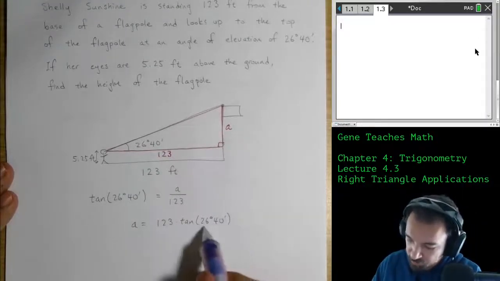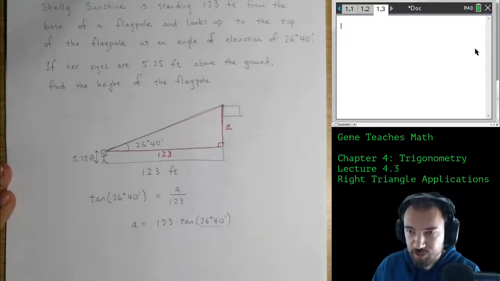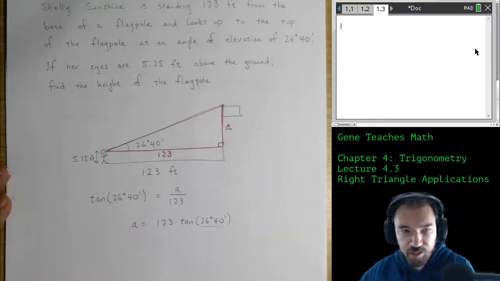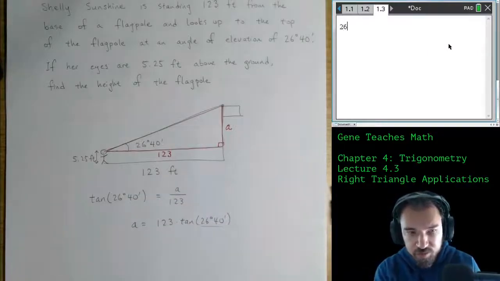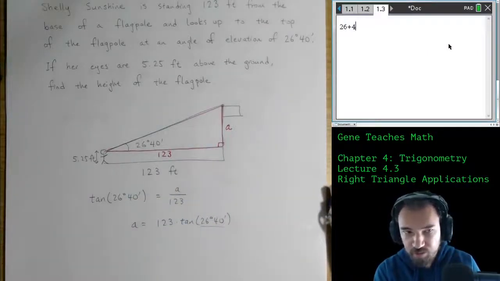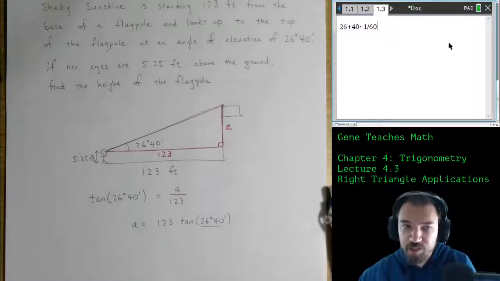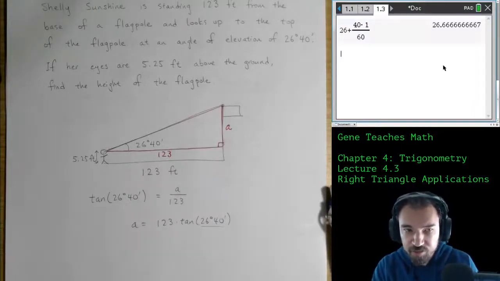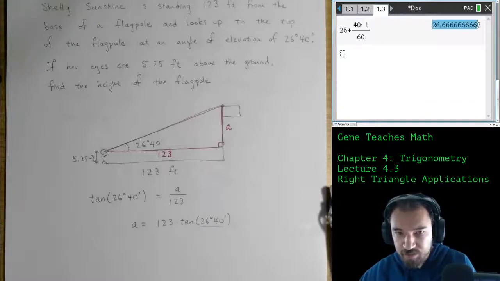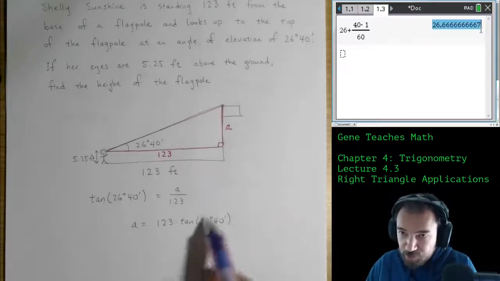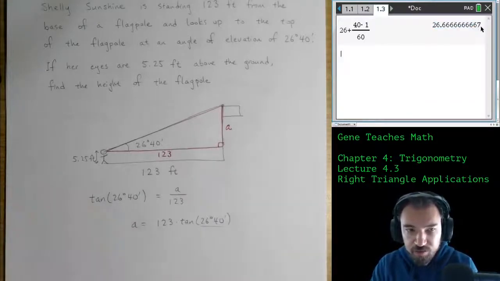Now, we can perform a conversion right here and say this is the same thing as writing 26 full degrees plus 40 minutes times 1 degree for every 60 minutes. And once we have this, we will have that as the full angle measure in degrees, and then we can do 123 times tangent of.